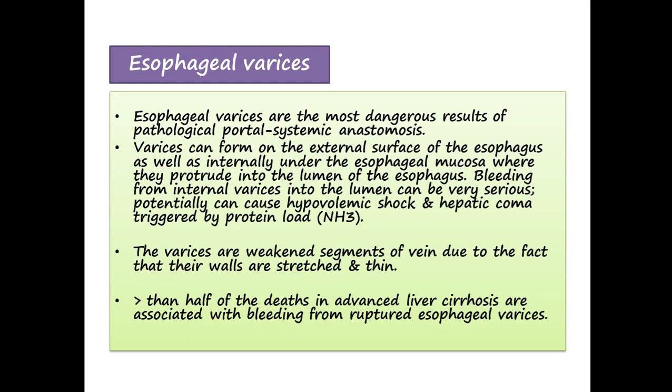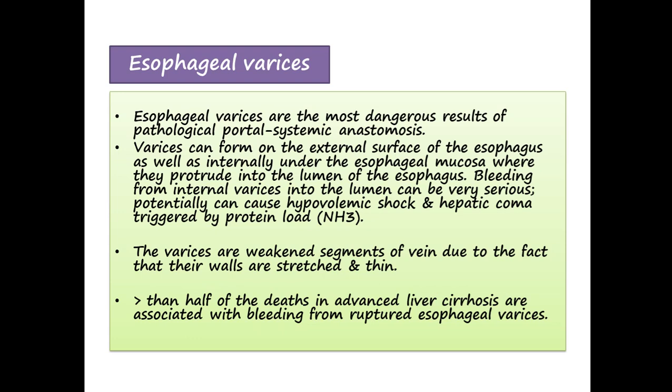And these tortuous, inflamed, and swollen vessels are veins. They are known as the varices. So varices can form on the external surface of the esophagus, as well as internally under the esophageal mucosa, where they protrude into the lumen of the esophagus. And these internal varices are very dangerous because bleeding from the internal varices into the lumen can be very serious, and potentially it can cause lethal complications.